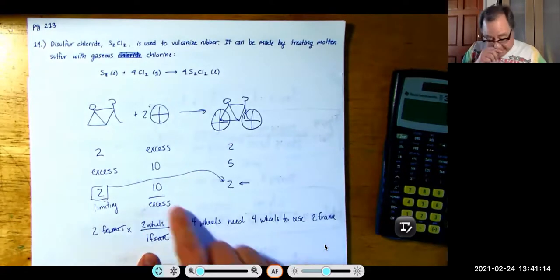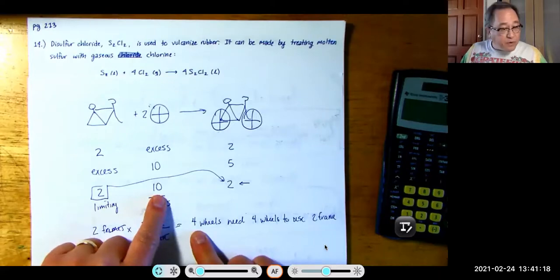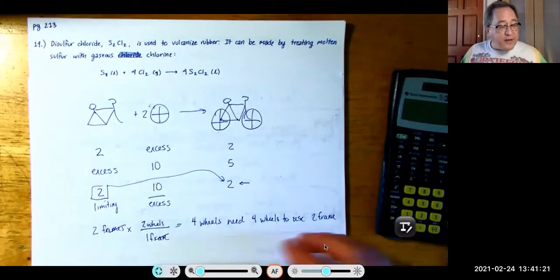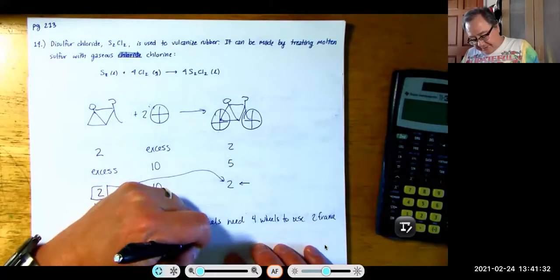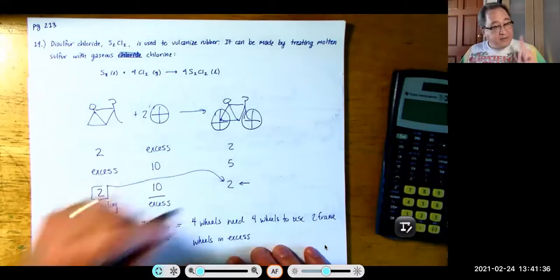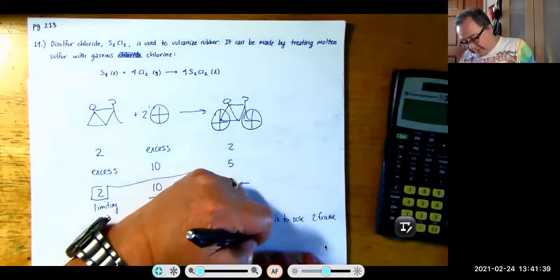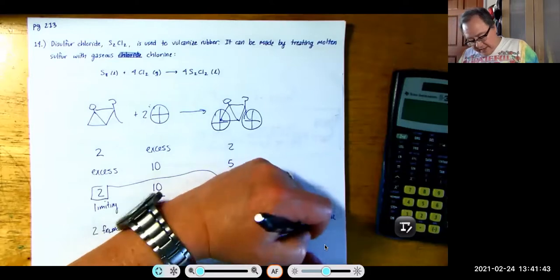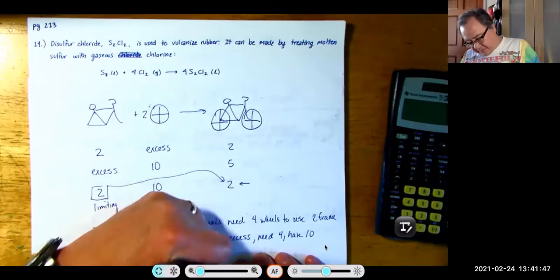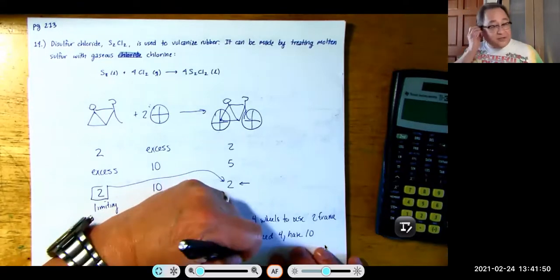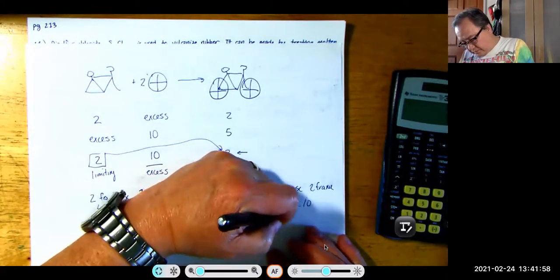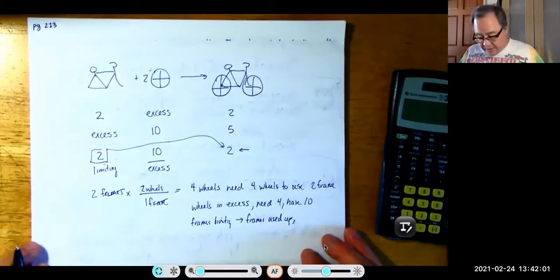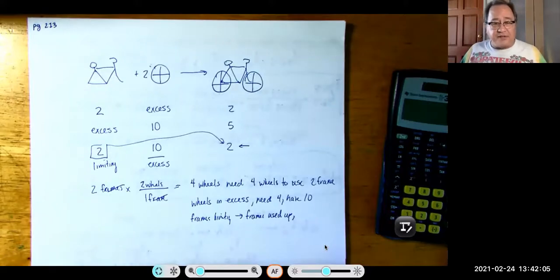So what do we do with this number? We look at this 4 and we compare it to the 10. Do we have enough wheels to react with both frames? Absolutely. So that means both frames are used up. Will we have leftover wheels? Well, if we only use 4 and we have 10, we will have leftover wheels. So this tells us that the wheels are in excess. Why? Because we need 4, but we have 10. And the frames are limiting. Why? Because the frames are used up. The frames are used up, and they really tell us how many bicycles we're going to make.